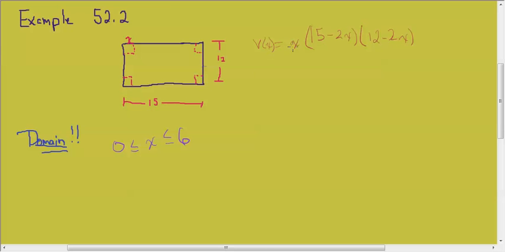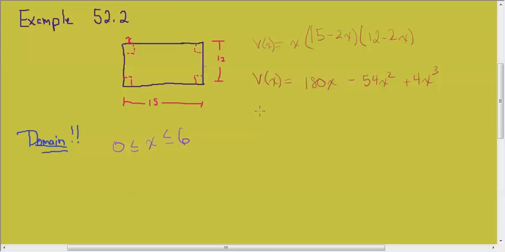All right, so my volume in terms of x, let's multiply this out. Change colors again. Let's multiply this out, and the volume in terms of x turns out to be 180x minus 54x squared plus 4x cubed.